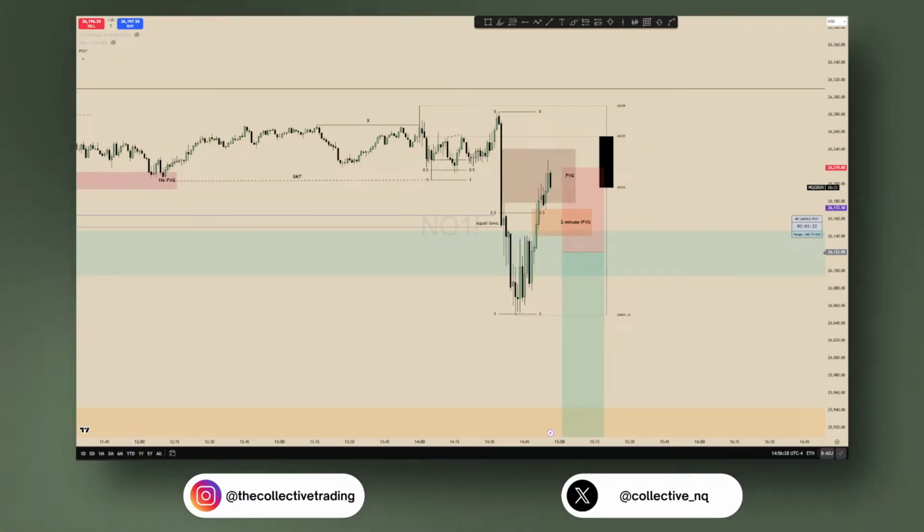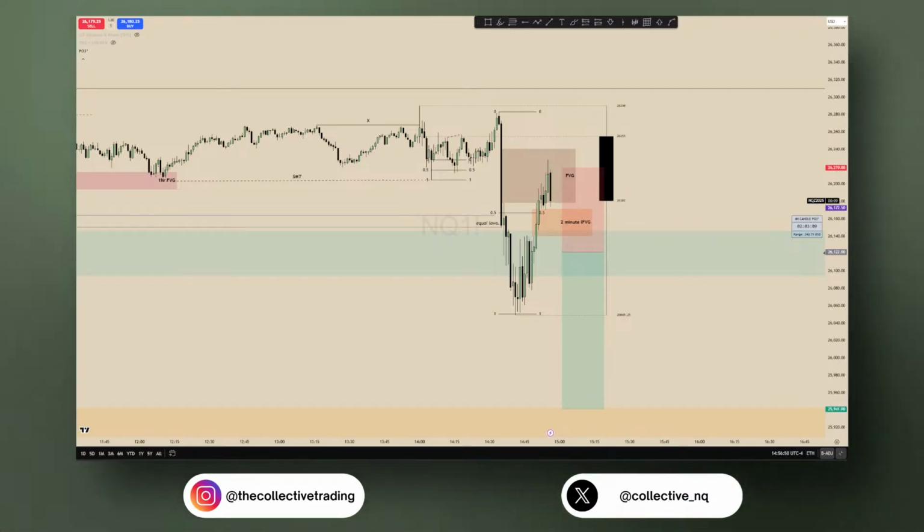I also have a 2-minute order block, bearish order block that we would just form. And sorry, that's a little bit aggressive. We'd be looking at just trading it to the daily gap there.